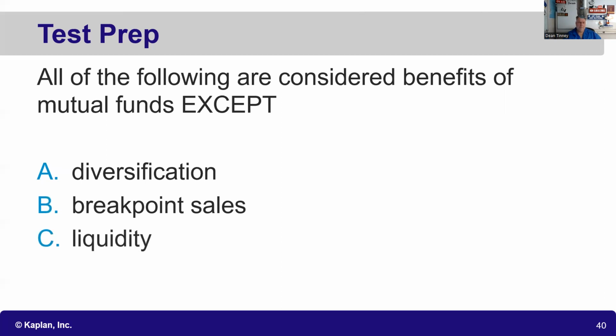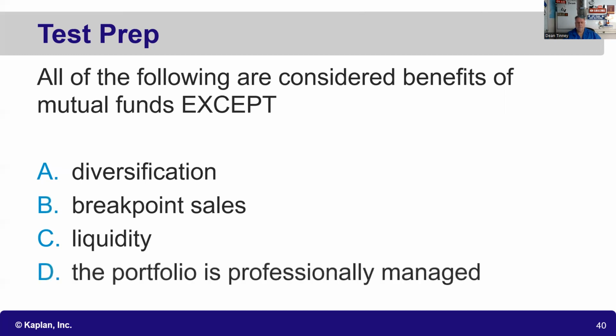Liquidity, yeah, you've got guaranteed marketability. At the next calculation of NAV, they have to meet redemption requests within 7 calendar days. So that's a wonderful thing. Professional management: do you have the time, temper, and expertise to be managing money? If not, you can hire a money manager in a mutual fund. That's the easiest way for most retail investors to avail themselves of professional management. So the answer there is B.